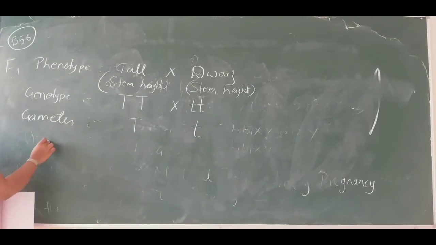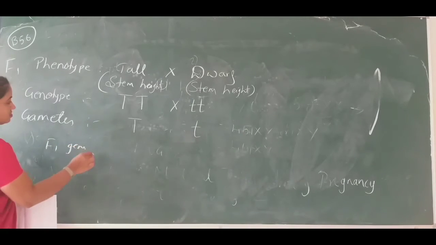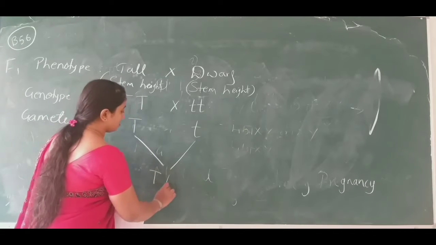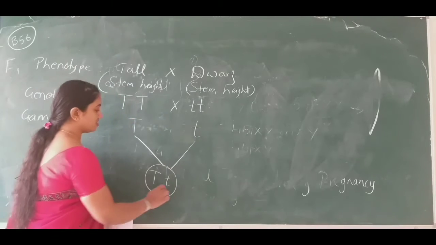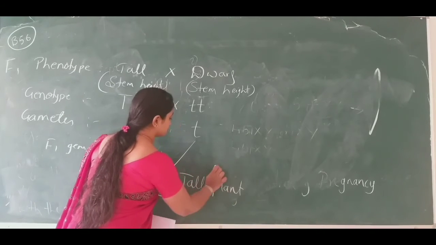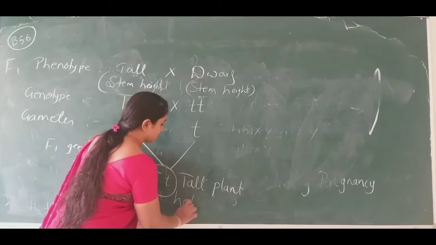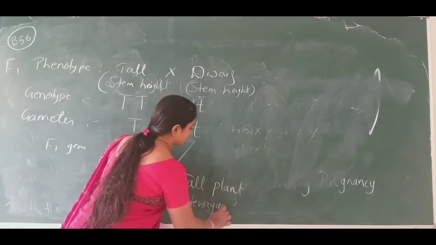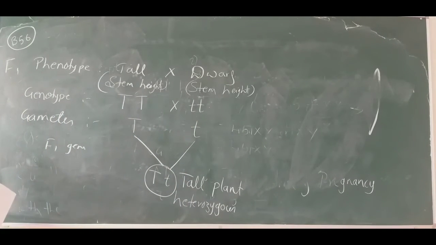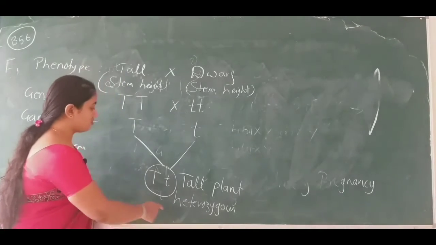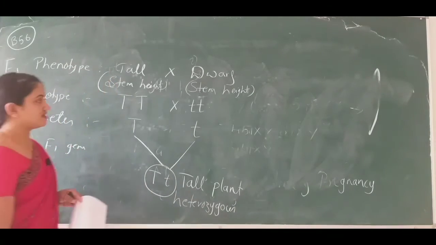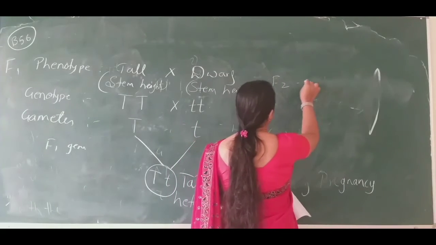Okay, and then the F1 generation: if you cross the male gamete and the female gamete, you will get capital T small t, a tall plant, but it is in heterozygous condition. Okay, and then next you have to self cross the F1 generation. What will you get here in the F2 generation?